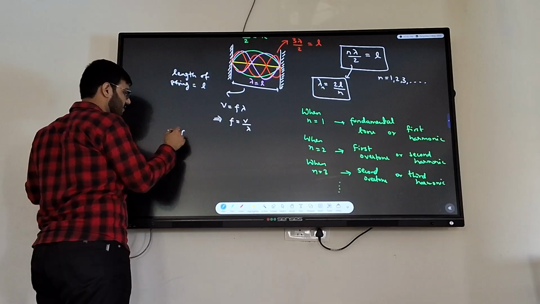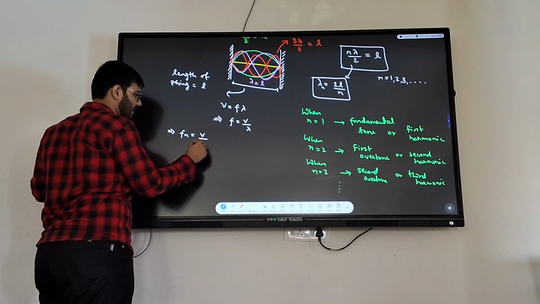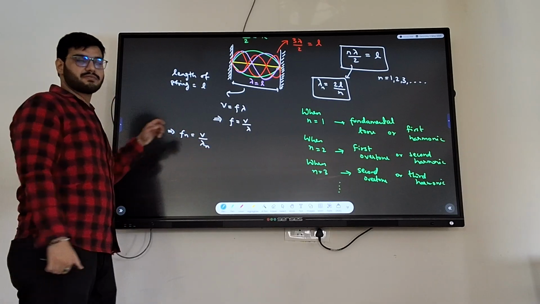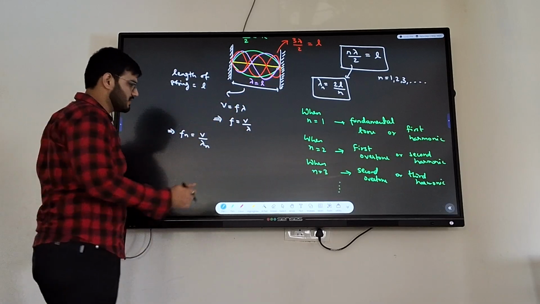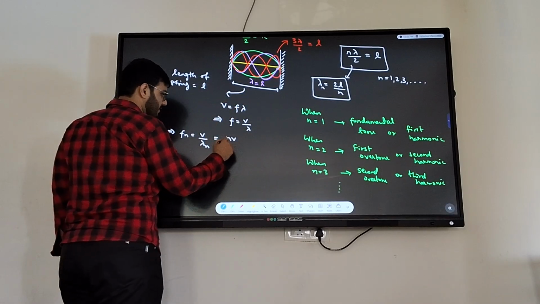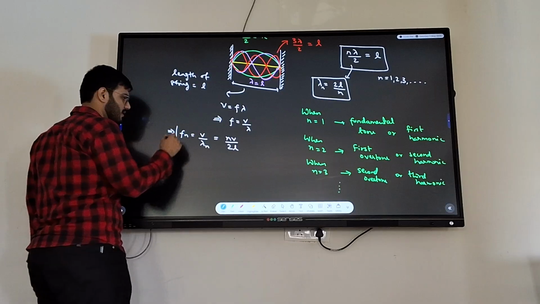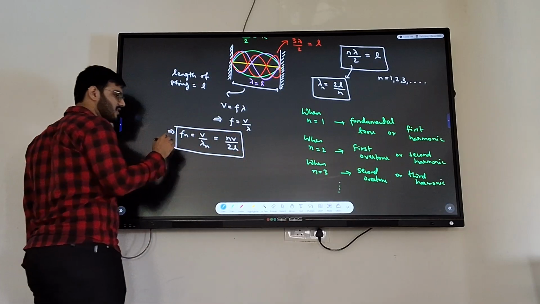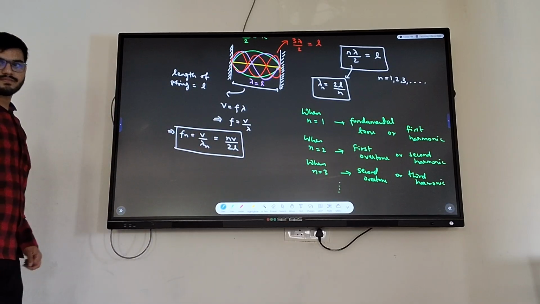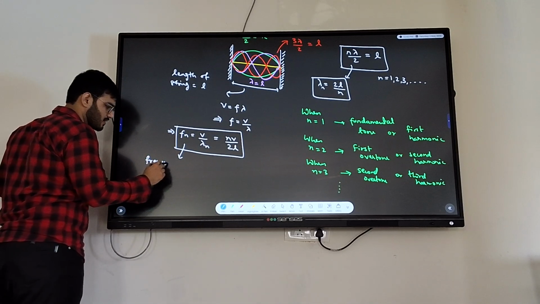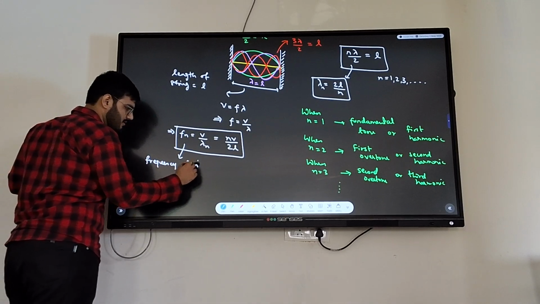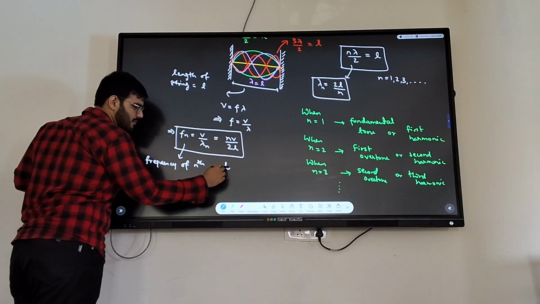Then what will be the f? The fn will be equal to v by lambda n. But what was the lambda n that we found out? That's 2L by n. Take the reciprocal: nv by 2L. And this is the frequency of the nth mode. Yes? Frequency of the nth mode or nth harmonic.